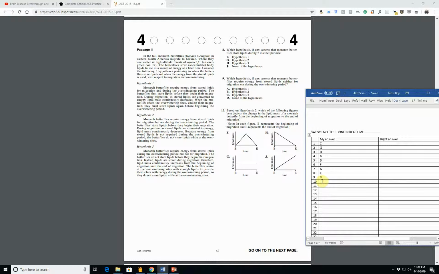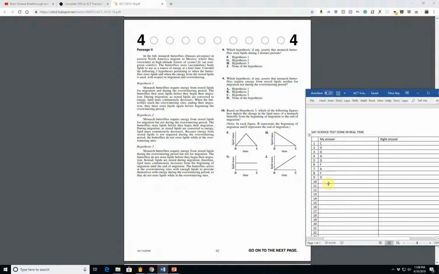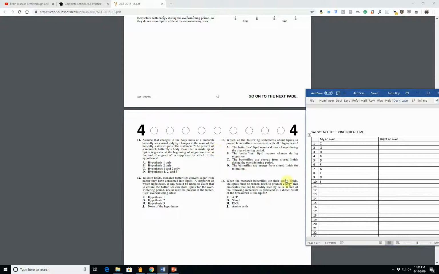Number 10. Based on hypothesis 3, which of the following figures best describes the change in lipid mass of a monarch butterfly from the beginning of the migration to the end of the migration? Okay, hypothesis 3, overwintering, so they're stored during, okay, the lipid mass from the beginning to the end. So it would have to be going up like this, so like J. Alright, because they're gaining lipid, they're getting fat, got some fat butterflies in there. Alright, 11.